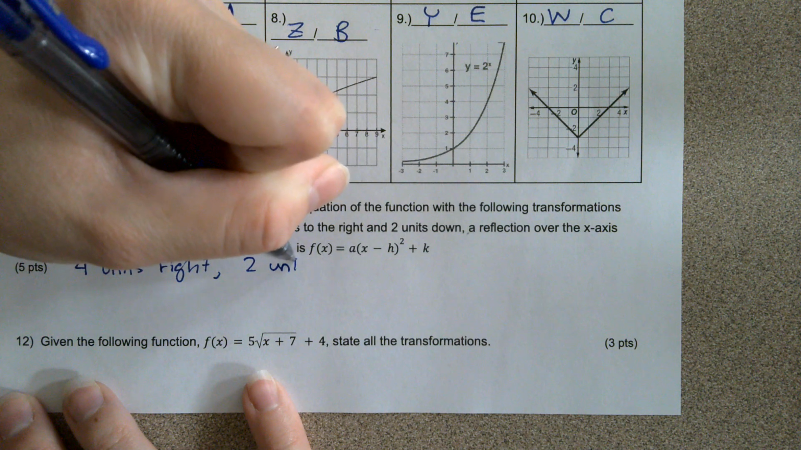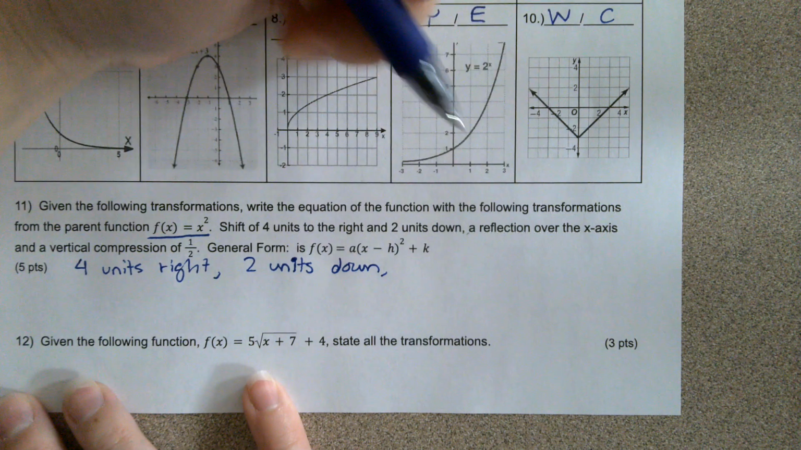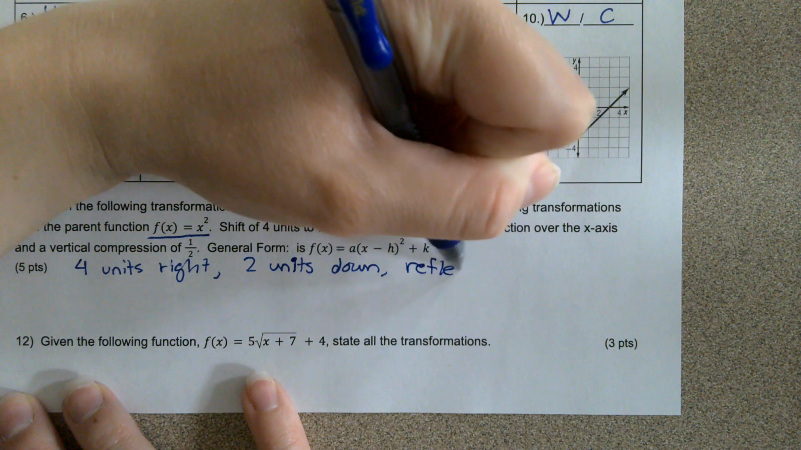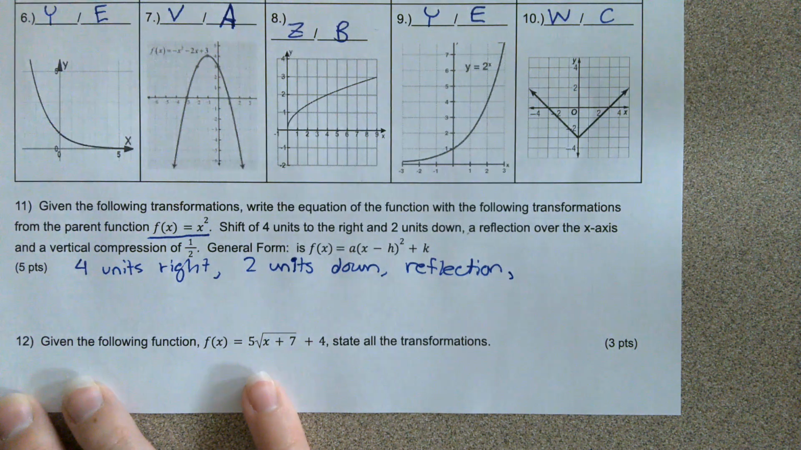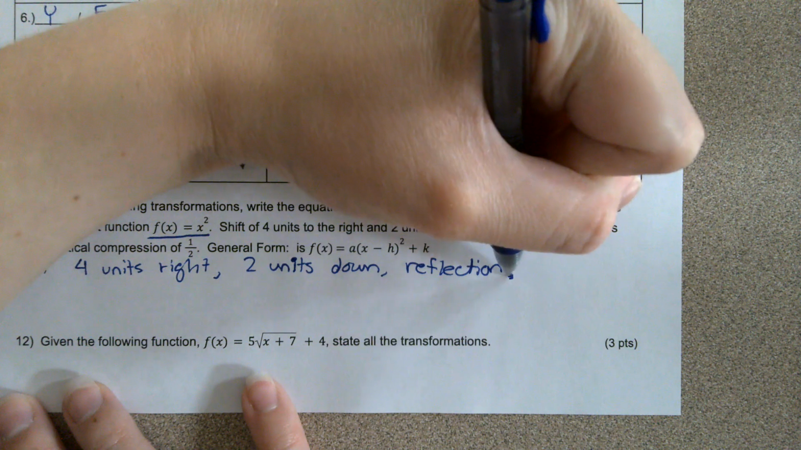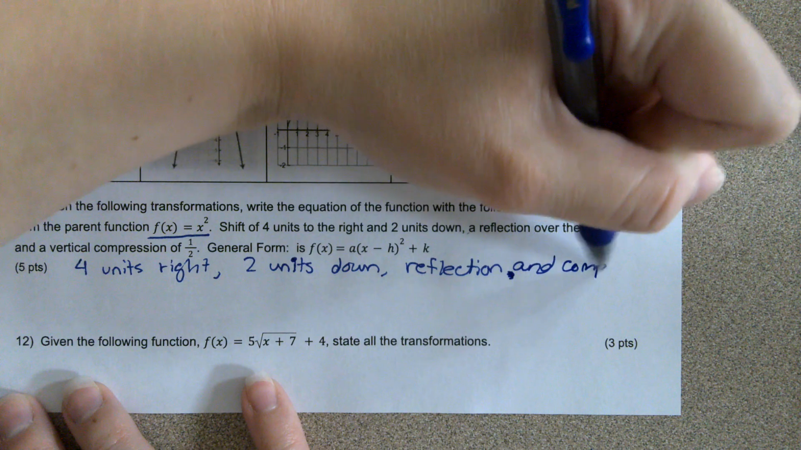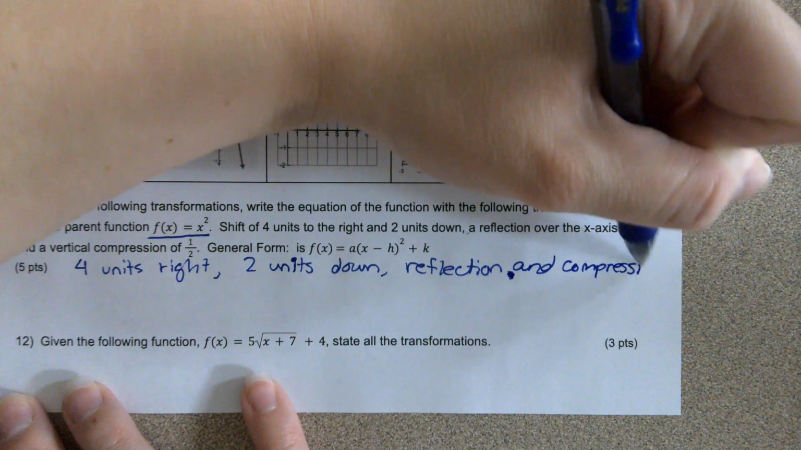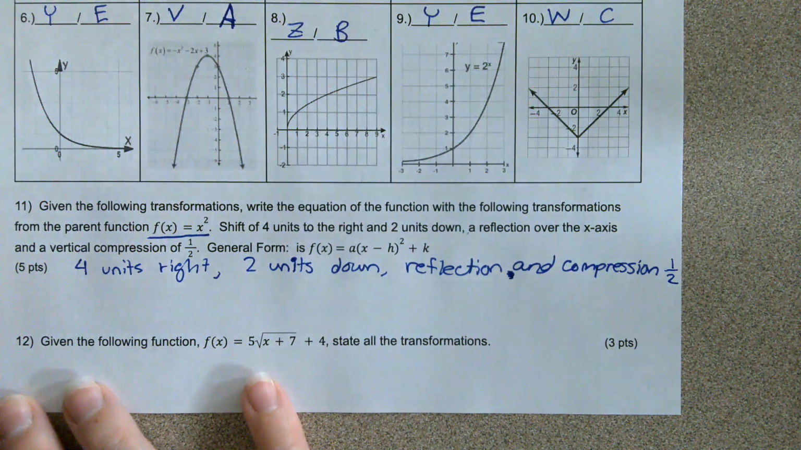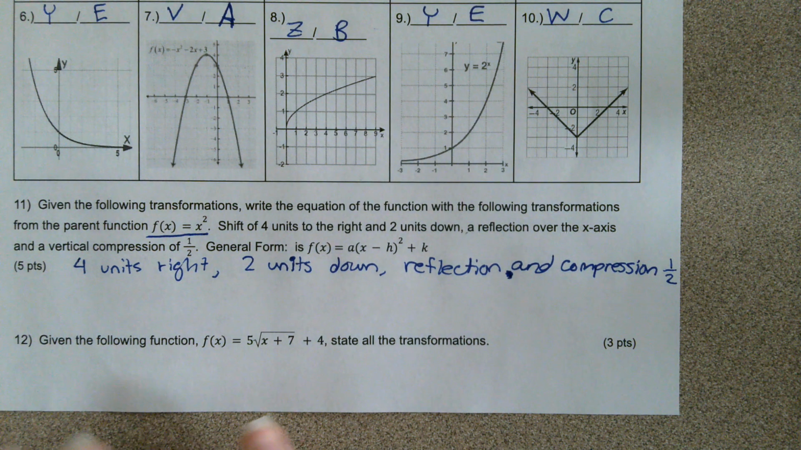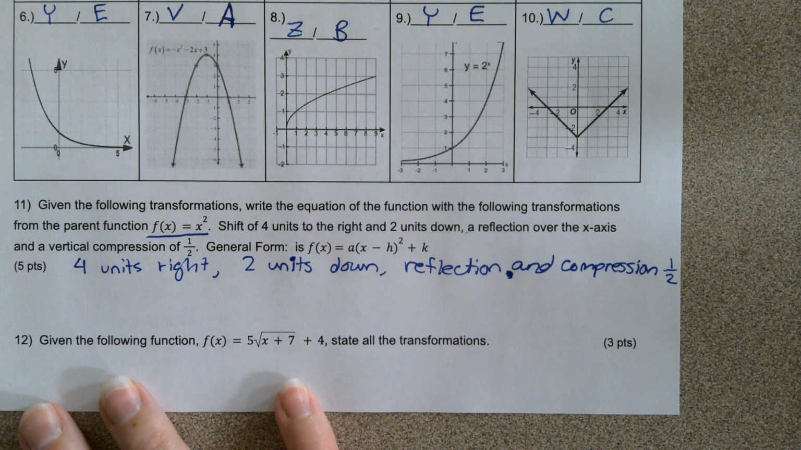2 units down. Reflection. And I'm not going to specify x-axis. It's always x-axis in here, unless it's exponential, which we wouldn't do that to you. I'll put reflection and vertical. I'm running out of room here, so I'll just put compression. Compression of 1/2. Okay. So now let's assign letters to these so we know where they go in this function.